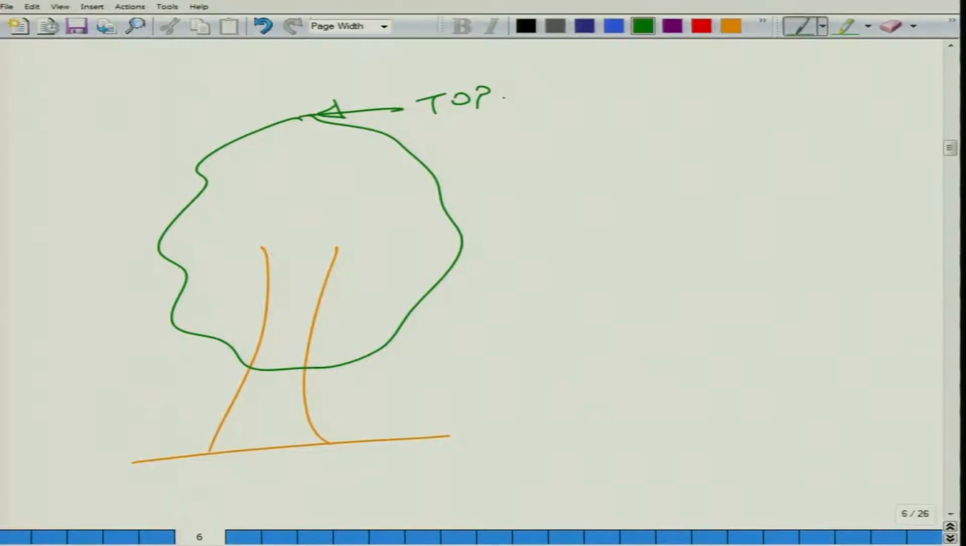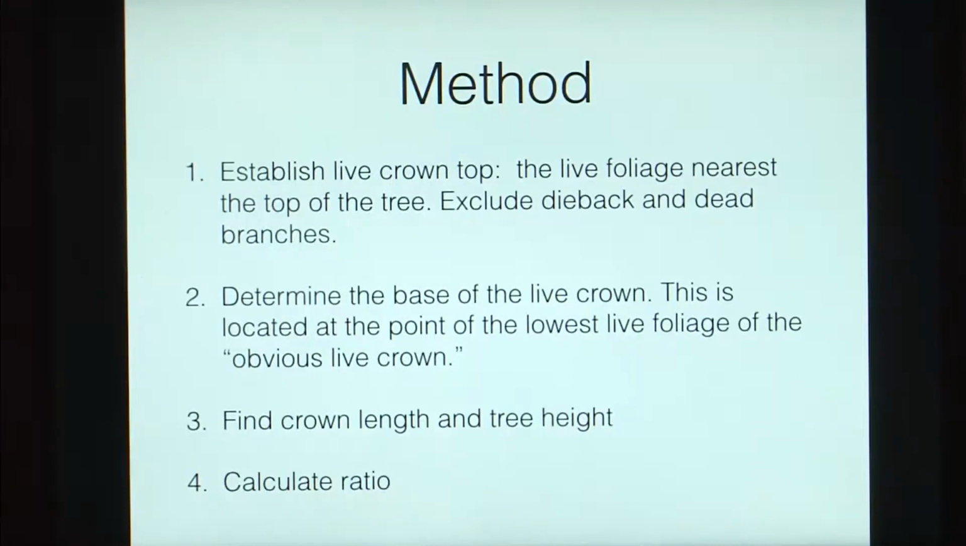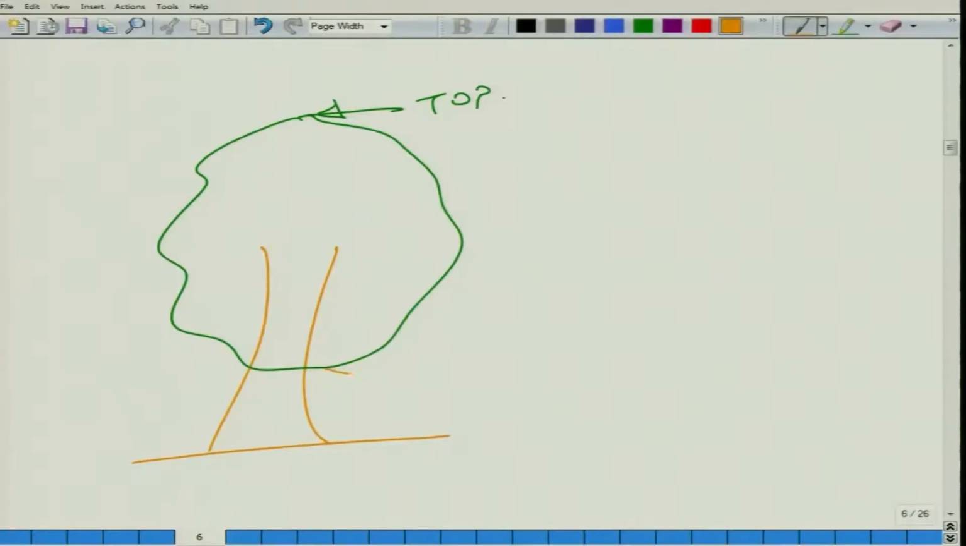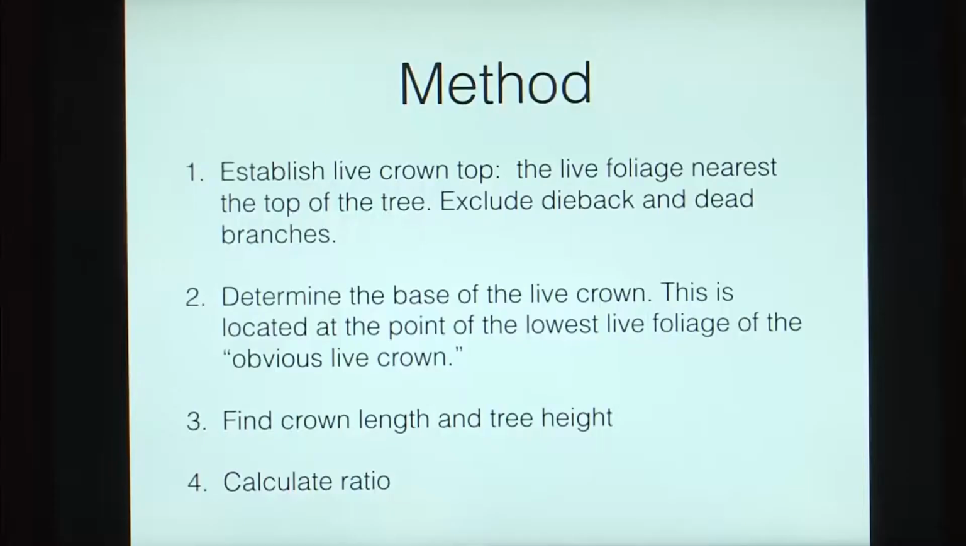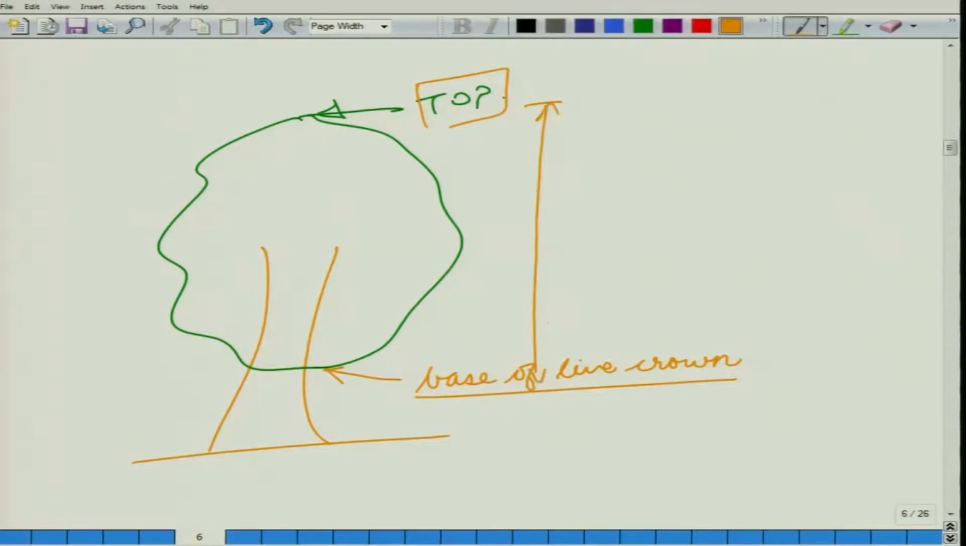Next, coming back to the slides, the next step is to determine the base of the live crown. The base of the live crown is located at the point of the lowest live foliage of the obvious live crown. So, coming back to the tablet, this point will be called the base of live crown. We need to figure out where is the top and where is the base. Next, we need to find out the crown length and the tree height. We have already dealt with tree height, and crown length is this distance. So, this is the crown length, and then we can calculate the ratio.